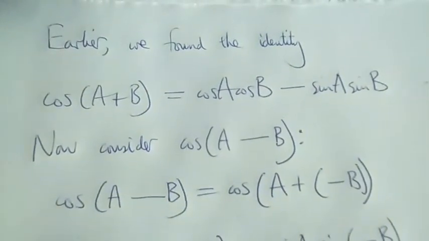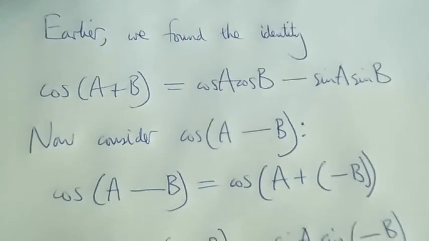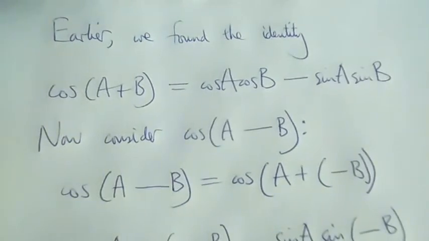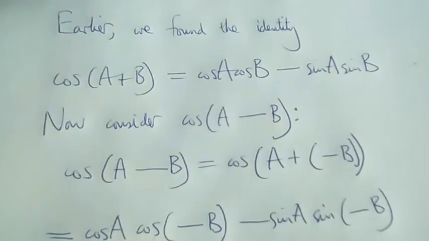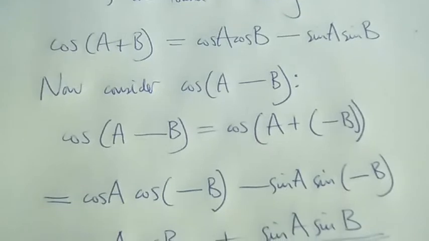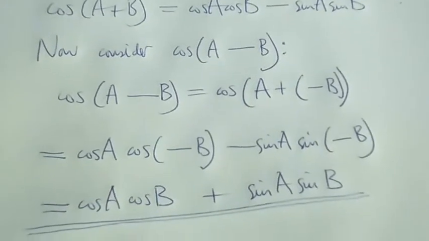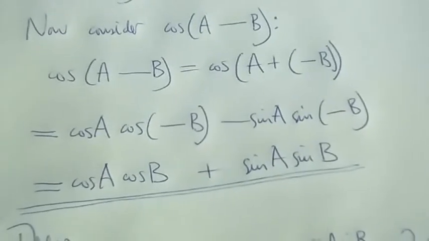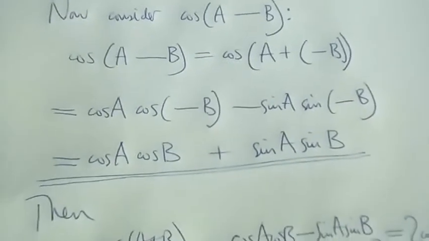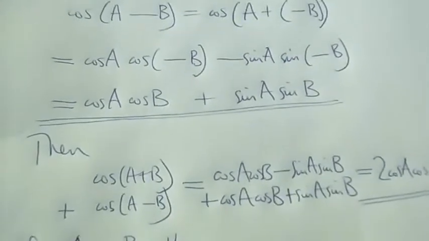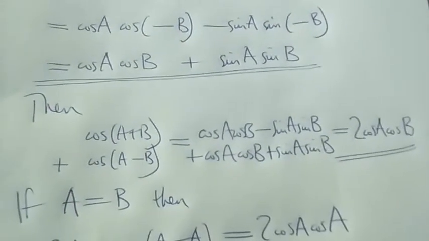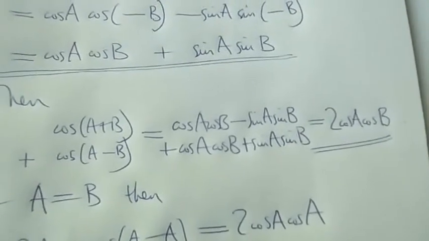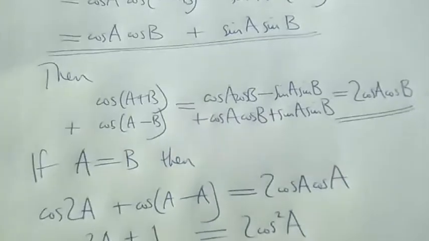Earlier, we found the identity cos a plus b is equal to cos a cos b minus sine a sine b. Now consider cos a minus b. Cos a minus b is equal to cos a cos b plus sine a sine b. Then cos a plus b plus cos a minus b comes to 2 cos a cos b.